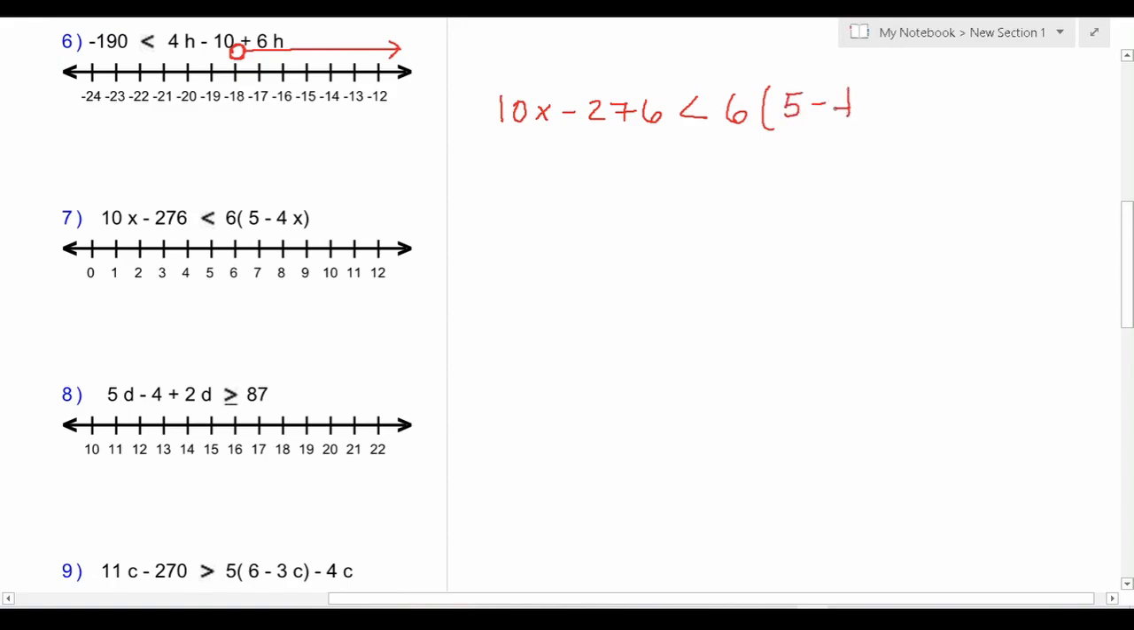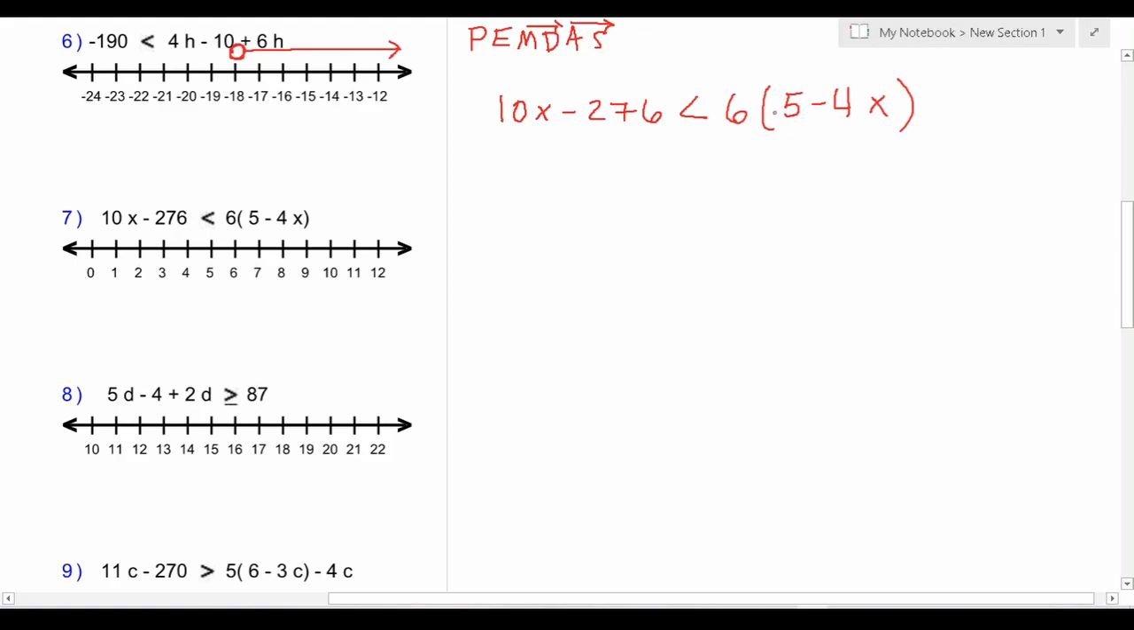5 minus 4x. Okay, so for this problem, we're going to have to make use of the order of operations. Again, I remember that as please excuse my dear Aunt Sally. That is, we do what's in parentheses first if possible, exponents, multiplication and division from left to right, as well as addition and subtraction from left to right.